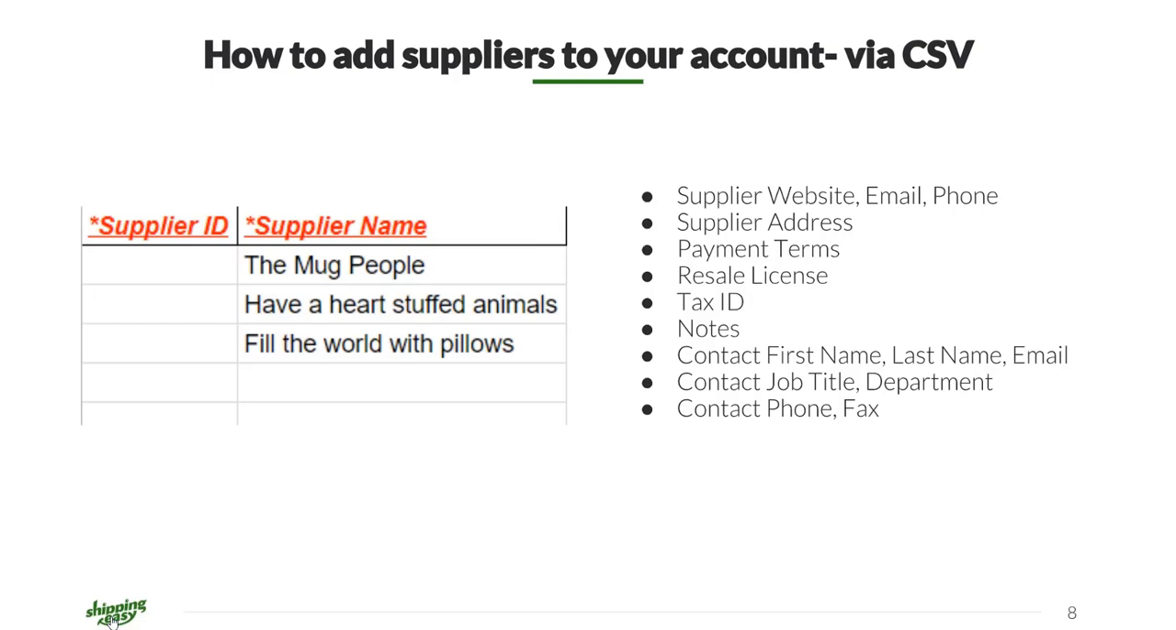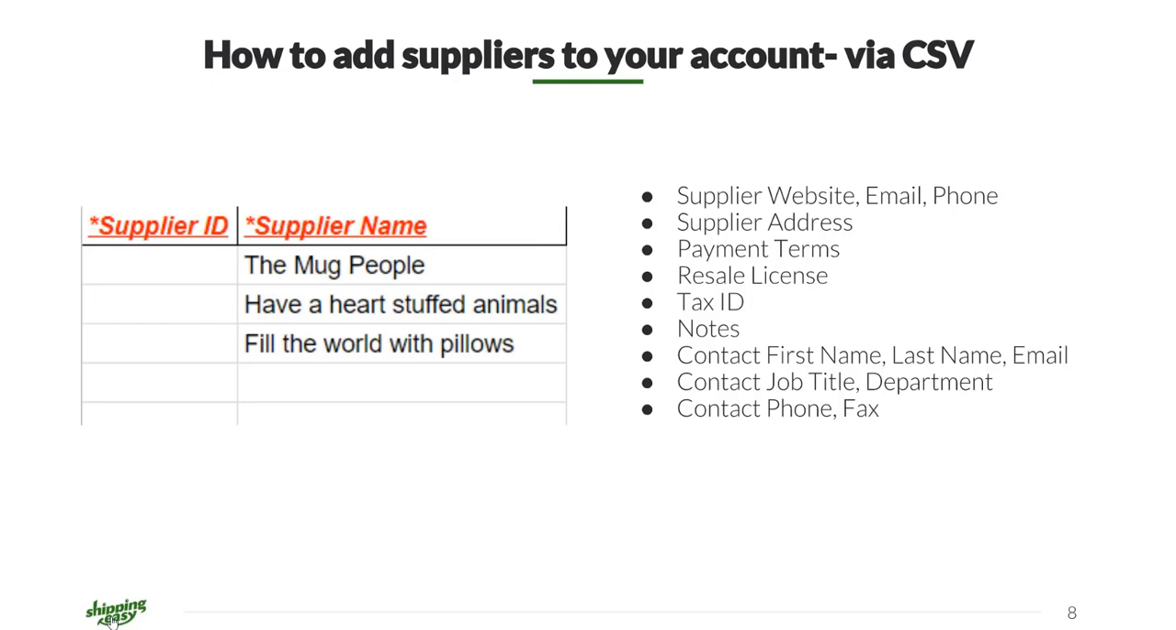However, if you're adding in a supplier for the first time, this section is going to be left blank for that supplier. This is going to be a number that will be populated by ShippingEasy. So if you're updating an existing supplier via CSV, you'll want to make sure that you include this number as it appears on your supplier's details page within ShippingEasy.